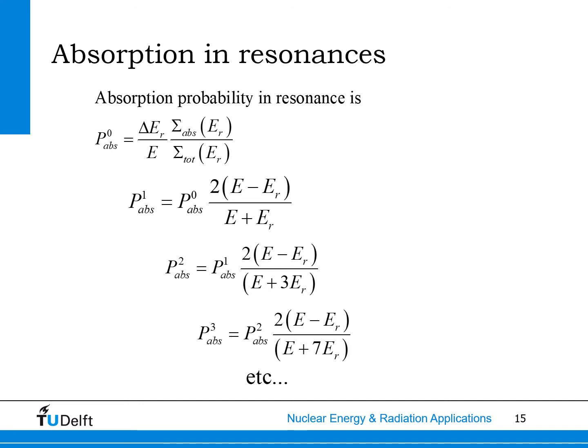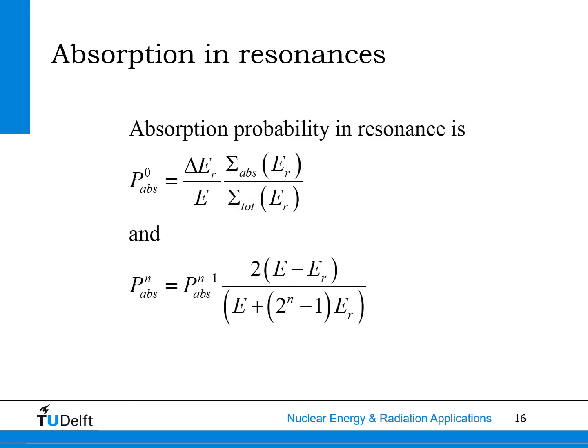Note that each probability can be written as a product of the previous probability and a factor that changes slightly from one to the other. The differences are indicated with the red circles. In short, the probabilities can be written as P0, shown here on the top line, and the recurrent relation for the absorption probabilities of neutrons that have scattered in between, indicated with the second formula on this slide.